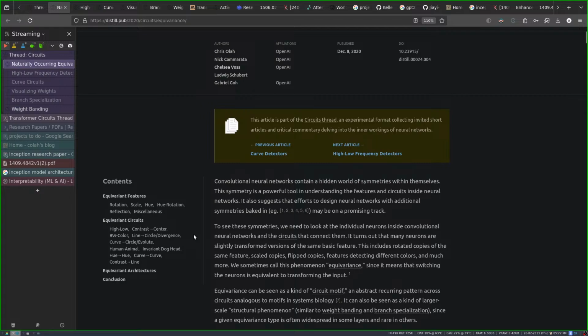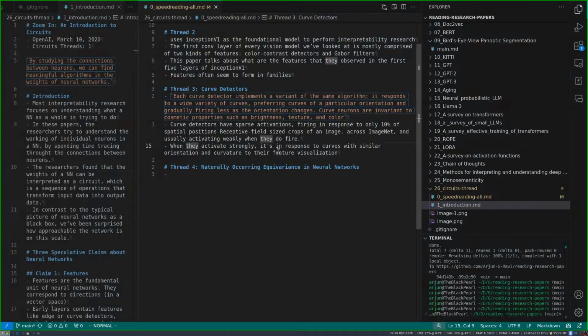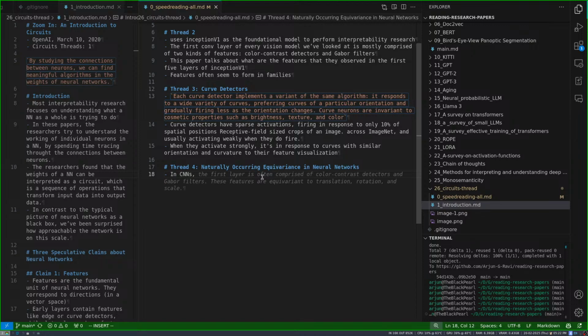I think I'll put that features often occur in symmetric manner.